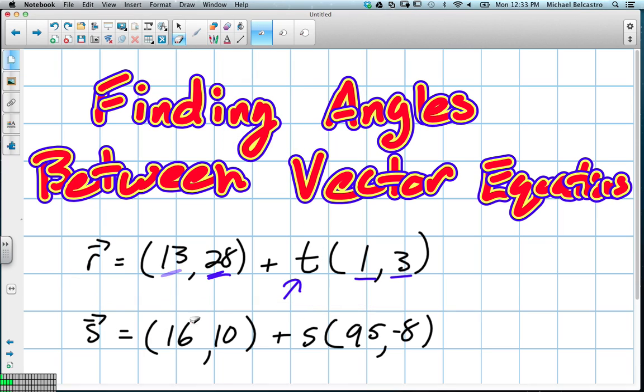And our second one goes through the point 16 and 10. I'm going to change the parameter so we don't get confused. We'll call it P for parameter. And directional vector 95 and negative 8.